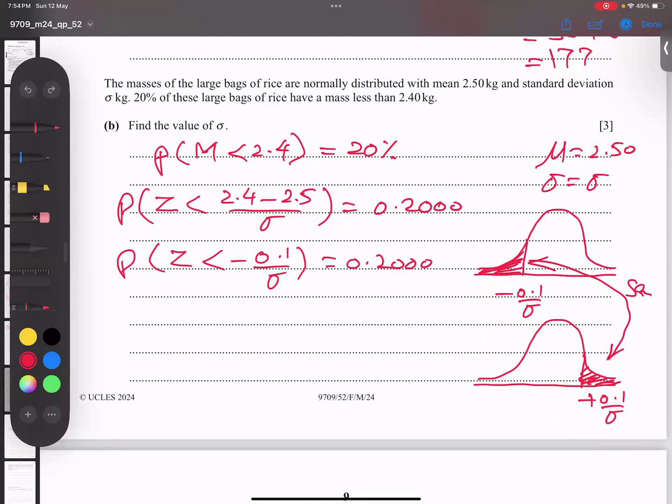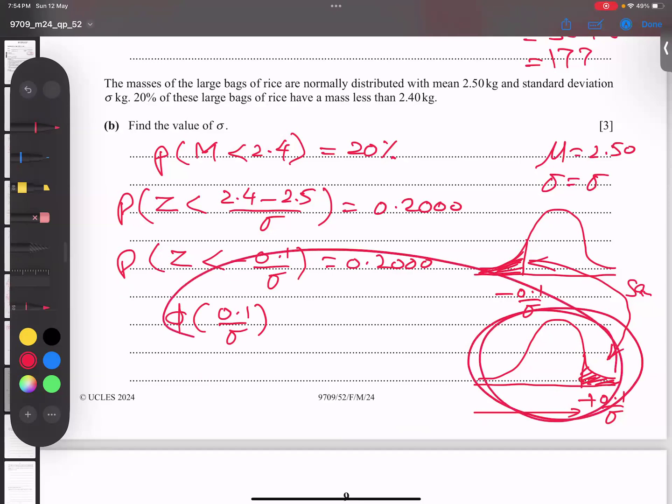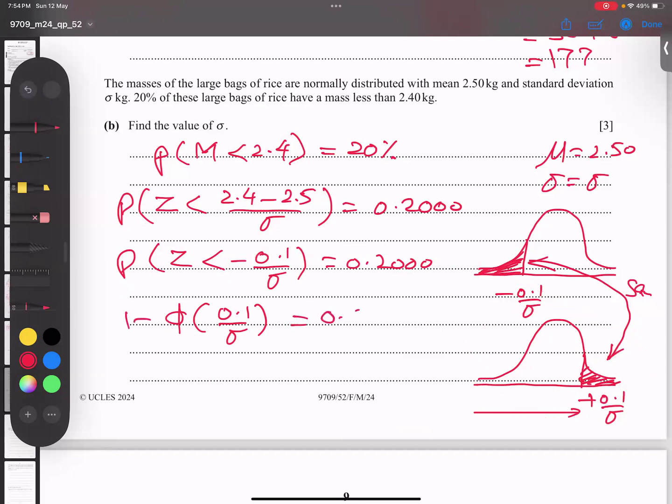Because I said before, whenever you say phi of 0.1 over sigma, it gives you the values from the left side till this number, the white region. But I don't need the white region, students. I need this one. So, sum of the whole is 1 and subtract 1. I hope you got my point.